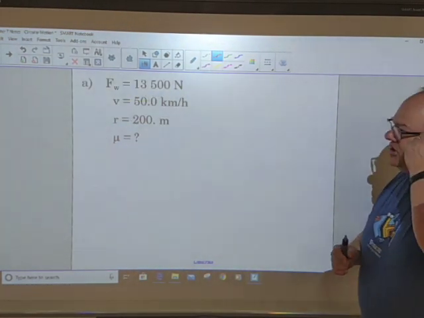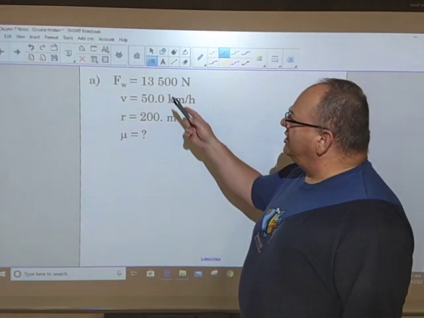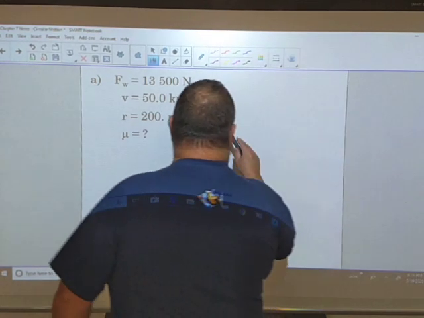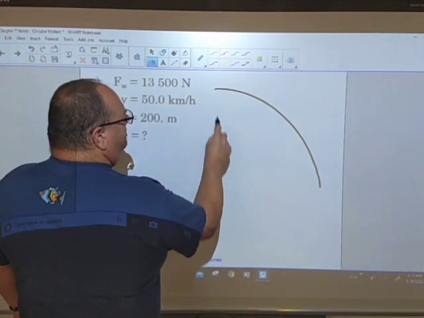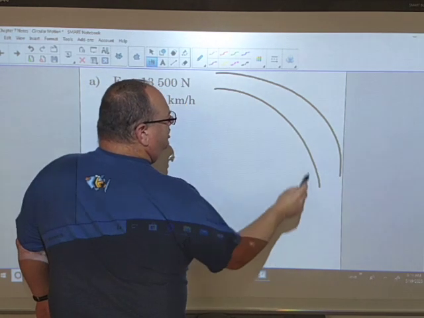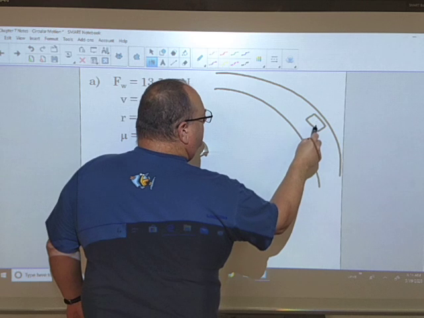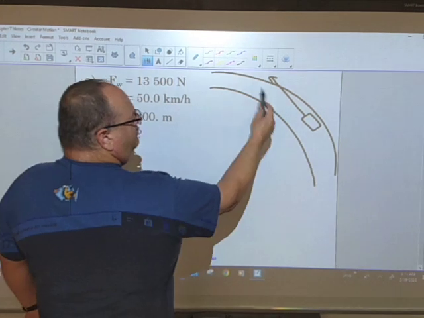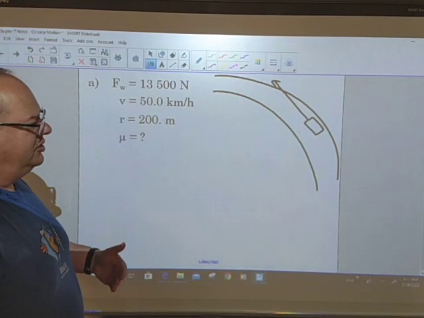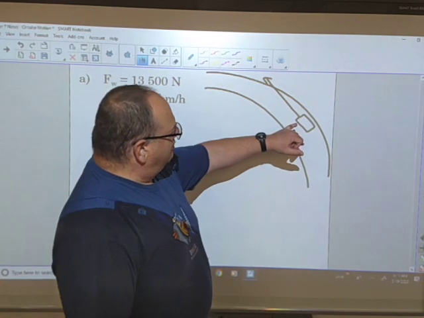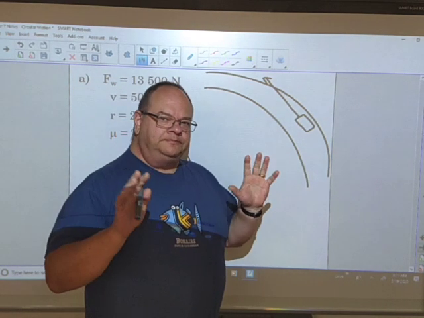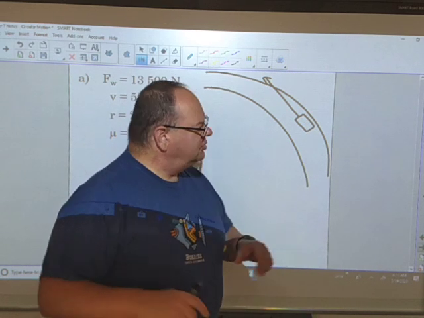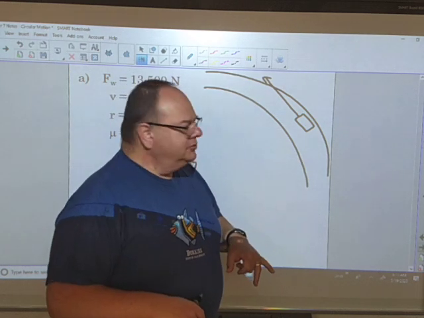So what I did on this page is I just listed our information. We had our weight, our velocity, our radius, and we're looking for mu. If I just draw a little picture, here's our road, and we've got our car driving. So there's our velocity. And if we didn't have friction between our tires and the road, this car would just go right off into the pickers, and we don't want to drive into the pickers.